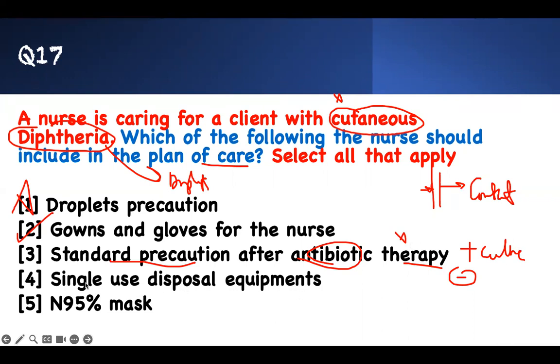Use disposable equipment. Yes. N95 mask? No, you don't use that. That one is used for airborne. Okay. So 2 and 4 are your right answers.